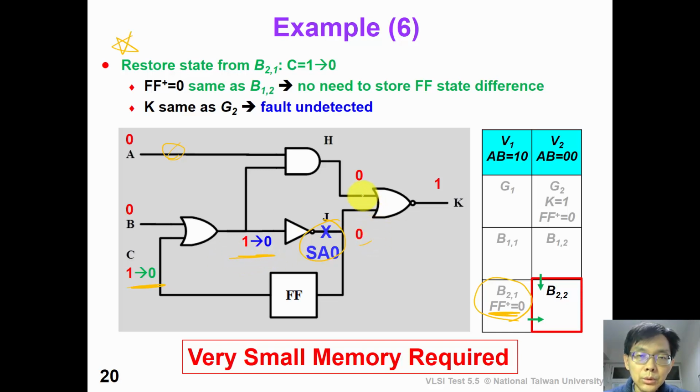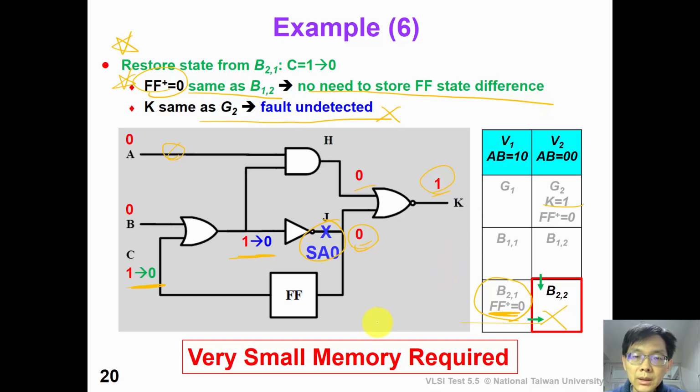But the other values remain unchanged. K is equal to 1, which is the same as the good value. So the fault is not detected by V2. Please also note that the future value of the flip-flop is still 0, which is the same as B12. Therefore, we don't need to record any state change for B22.